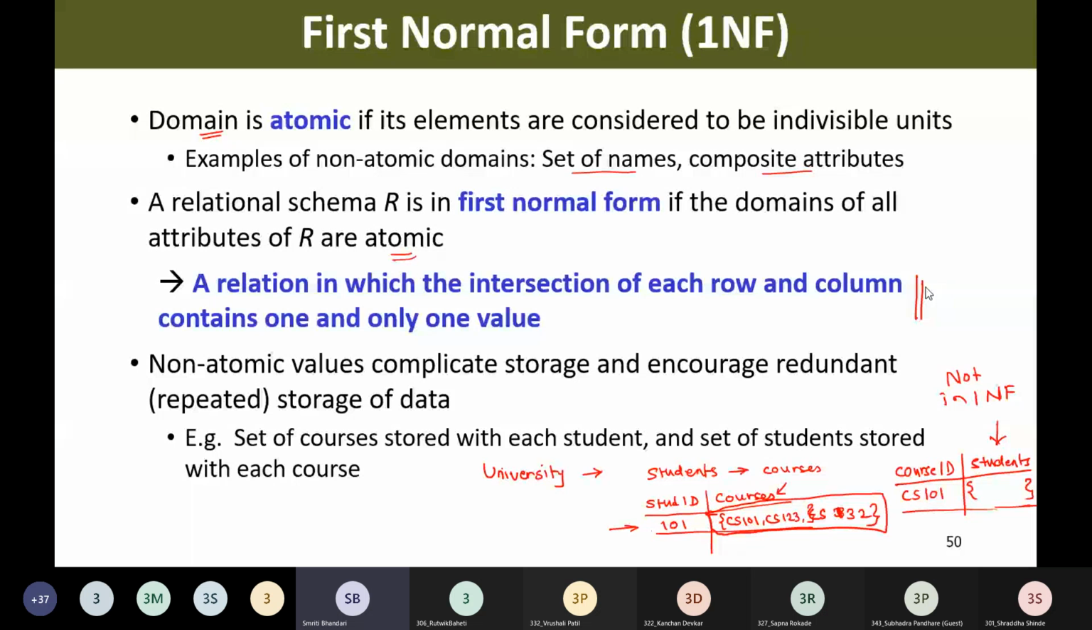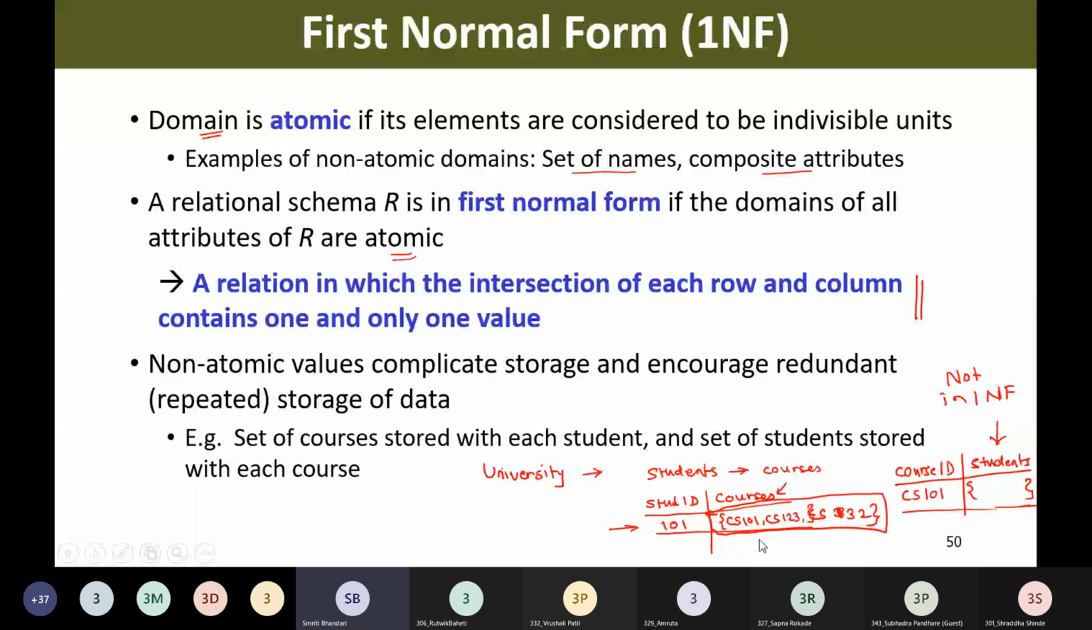What is my question? Whether this attribute, courses, in this table has the domain which is atomic or the domain is non-atomic. Non-atomic. What is the reason? Because it has multiple values.